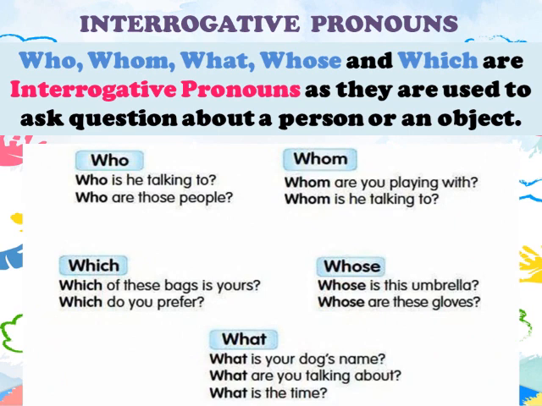Who is he talking to? Who are those people? Whom are you playing with? Whom is he talking to? Which of these bags is yours? Which do you prefer? Whose is this umbrella? Whose are these gloves? What is your dog's name? What are you talking about? What is the time? These all are the examples of interrogative pronouns.